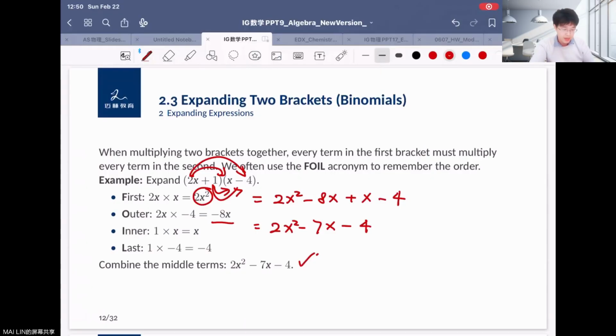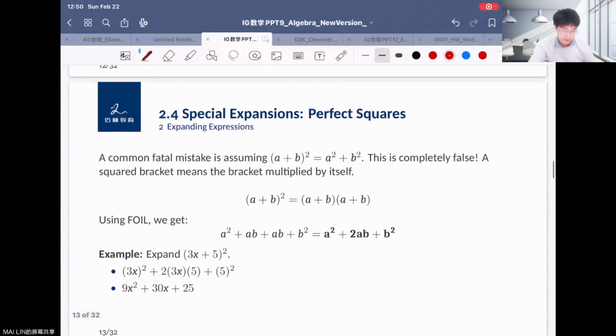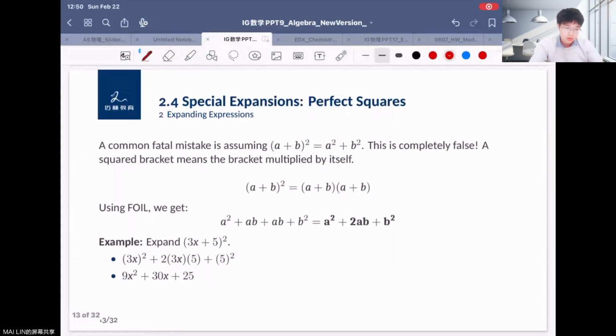There is also a very special expansion, the perfect squares, because a perfect square is the same expression multiplied together. Like a plus b squared, you can consider it as a plus b times a plus b. Don't write it as a squared plus b squared, they're different. Expanding gives a times a, a times b, b times a, and b times b, so a squared plus ab plus ab plus b squared. The total is a squared plus 2ab plus b squared.